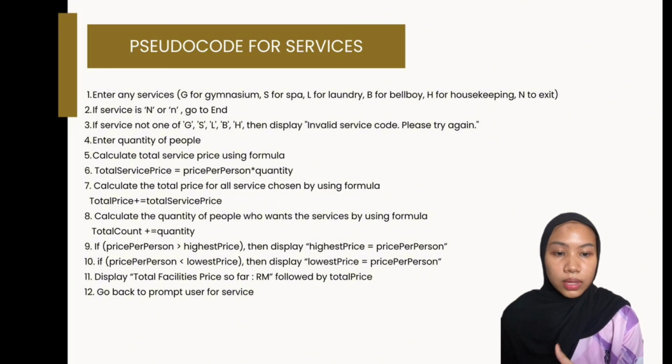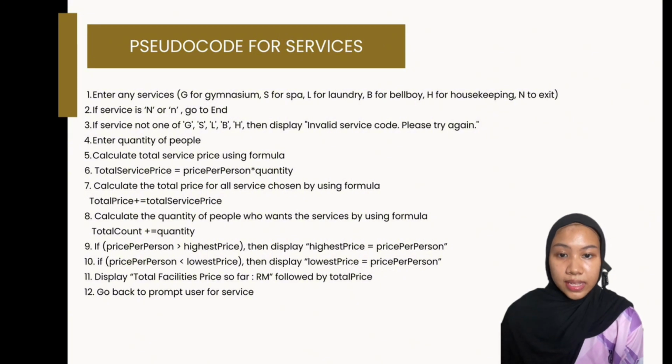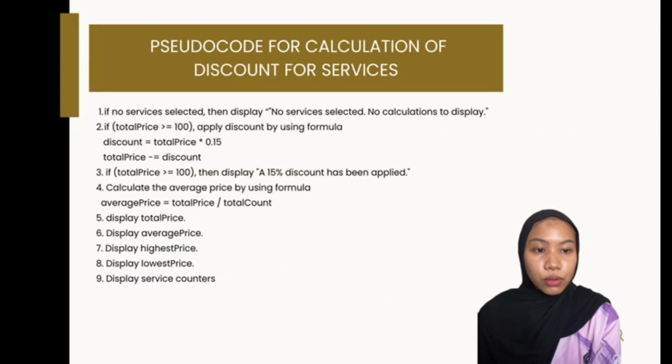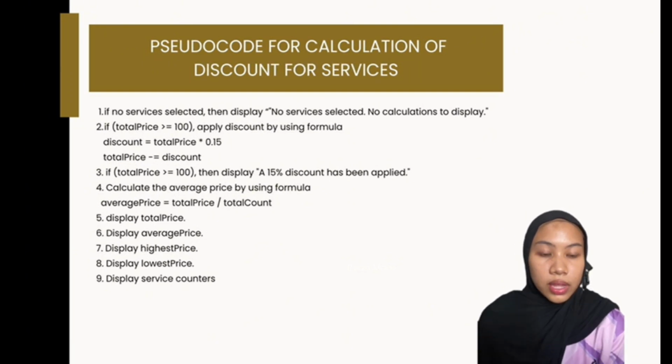So if they want another service, they need to enter Y, and it will go back to number 1, which is enter any services. If they don't want any services, they need to enter N, which is exit, and continue to the next pseudocode, specifically for calculation of discount for services that we have entered before. If there are no services selected at all, it will display no services selected, no calculation to display.